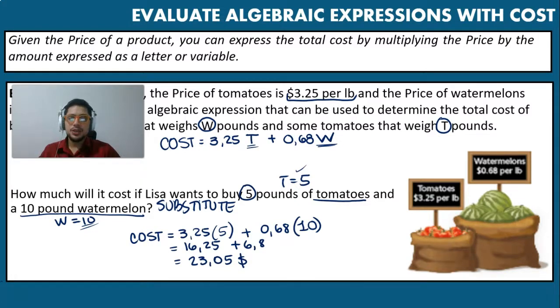So remember, you identify the cost of each product and multiply by the amount of each product that you're going to buy. You can first express it as an algebraic expression and then just substitute.